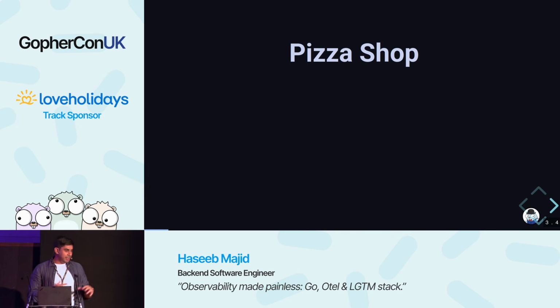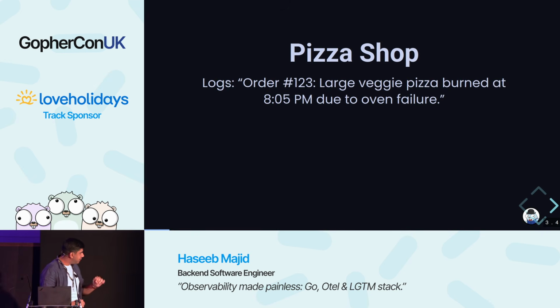For those of you who might still be confused, let's pivot. Imagine we own a pizza shop, right? A log message from our pizza shop ordering service might be: order 123, large veggie pizza, burnt at 8:05 due to oven failure. So we've got a timestamp there. We've got some extra information about the order ID. We've got what kind of order it was and why it failed, right? So we've got a decent amount of context.